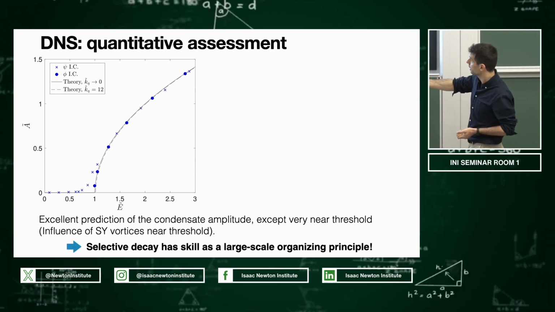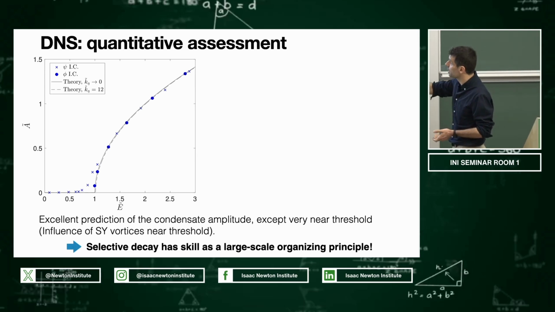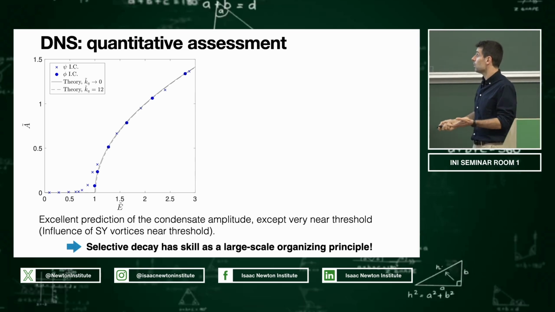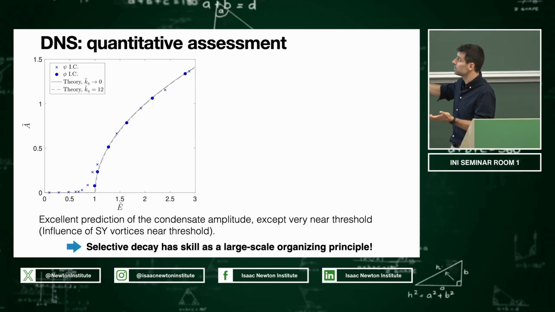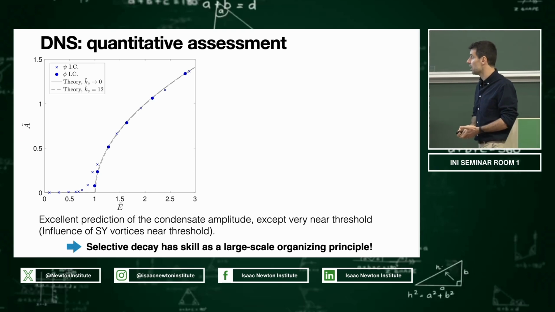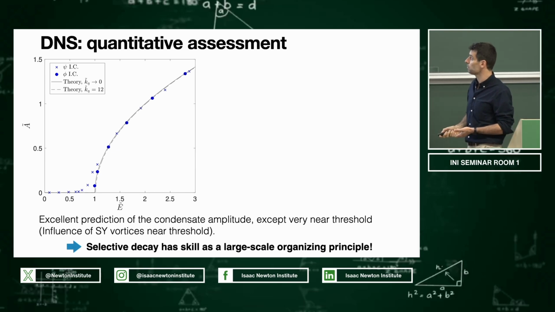There's a bit of scatter here near the threshold for condensation. Okay, so this might be reminiscent of the Siegelman and Young vortices, which are affecting the near threshold behavior. Okay, but overall, this seems to be very good agreement considering how simple the algebra was. So it seems that selective decay does have skill as a large-scale organizing principle.